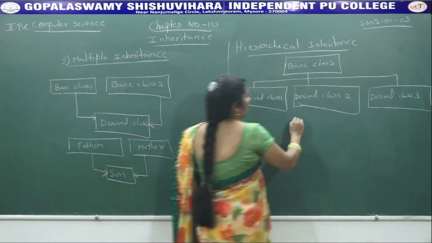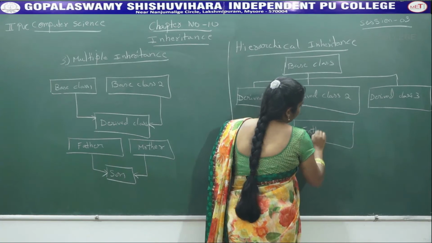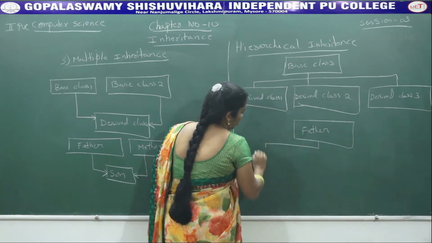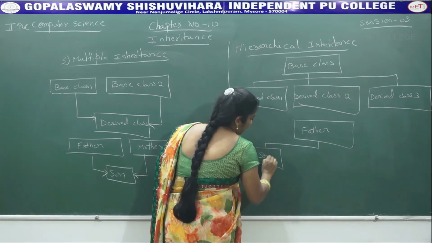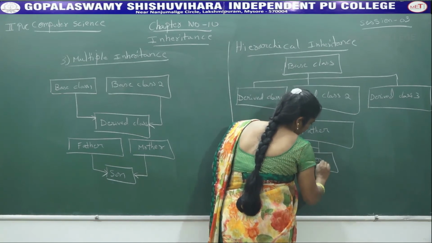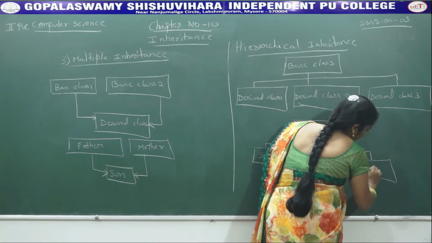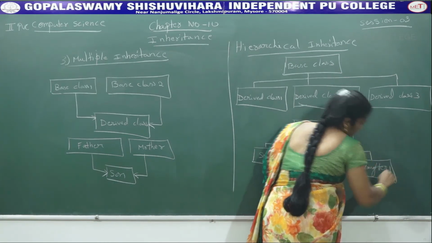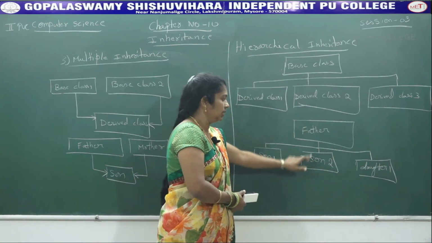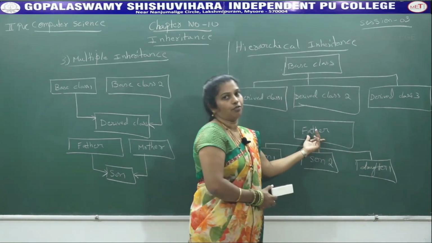For example, I take one base class, father. This father has two sons and one daughter: son 1, son 2, and daughter. It means that son 1 has the properties of father, son 2 also has the properties of father, as well as the daughter also has the properties of father.